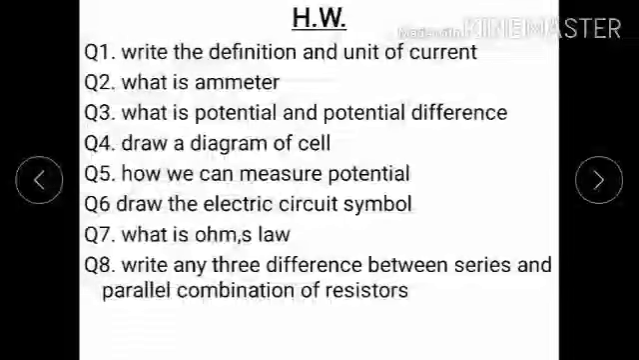Okay, these are the important questions related to your chapter and this video. These are the most important questions you have to do in your notebook. After the school reopens, we will check it. You have to do it in your fair notebook.